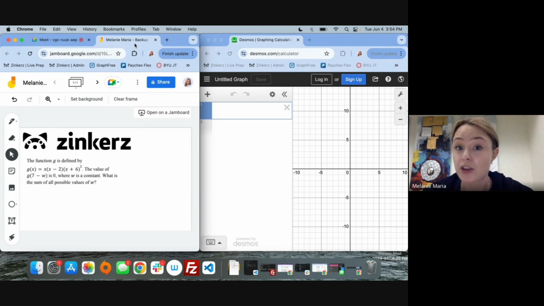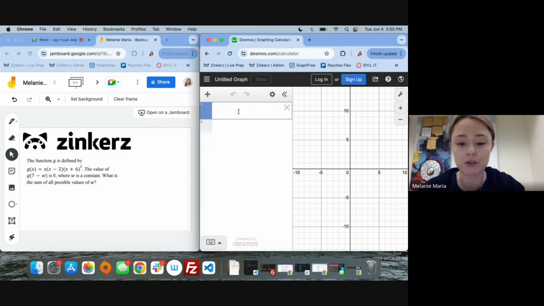So certainly this question can be done a couple of ways. We notice that the value of 7 minus w makes this entire function equal to 0. So we could use that fact to help us work with the factors that were given of this function. But I do think that Desmos might be helpful for us to play around with a slider and see if we can figure out some values of w that make this true.